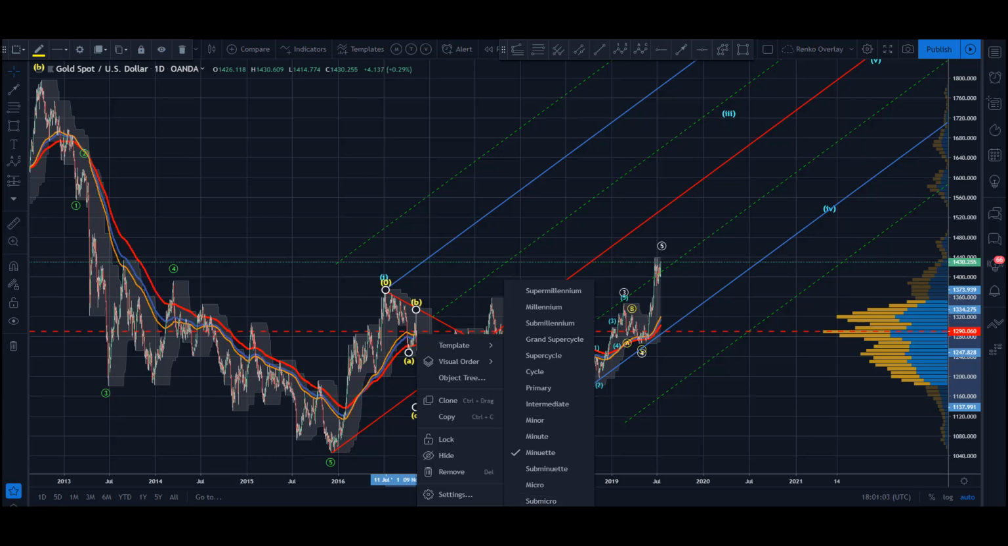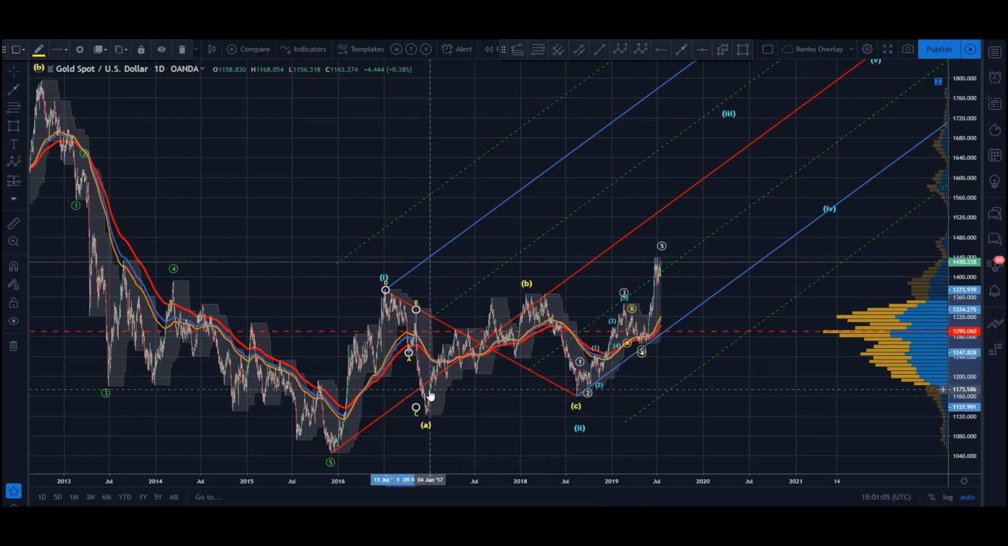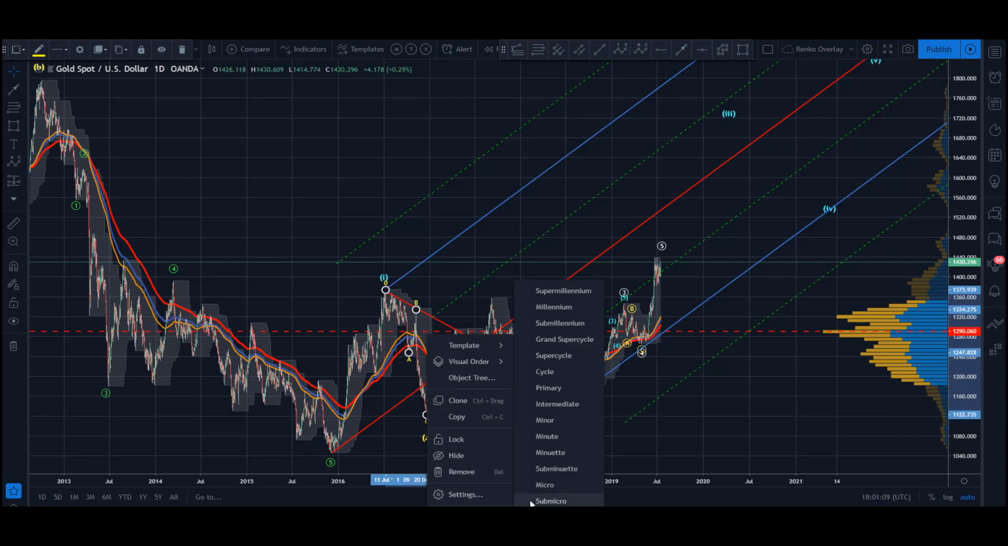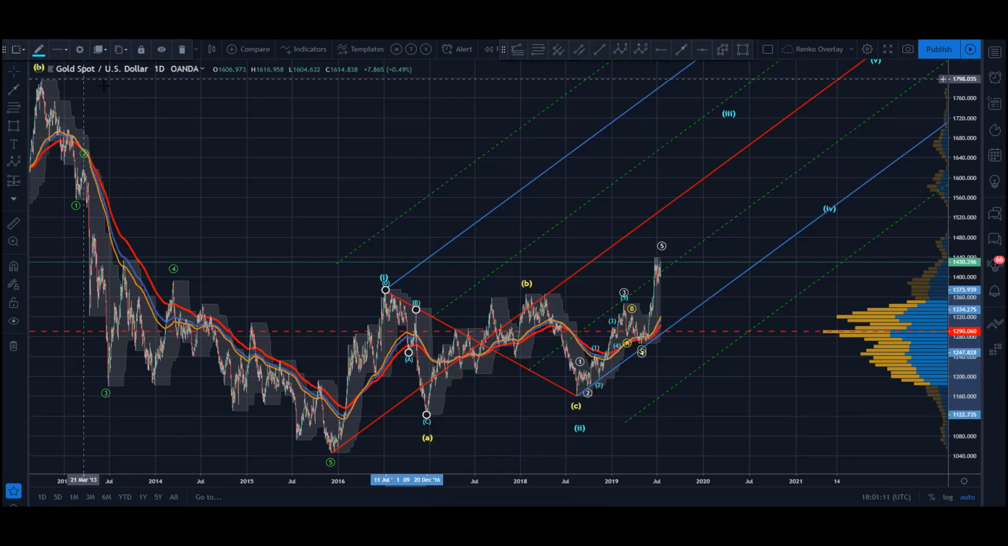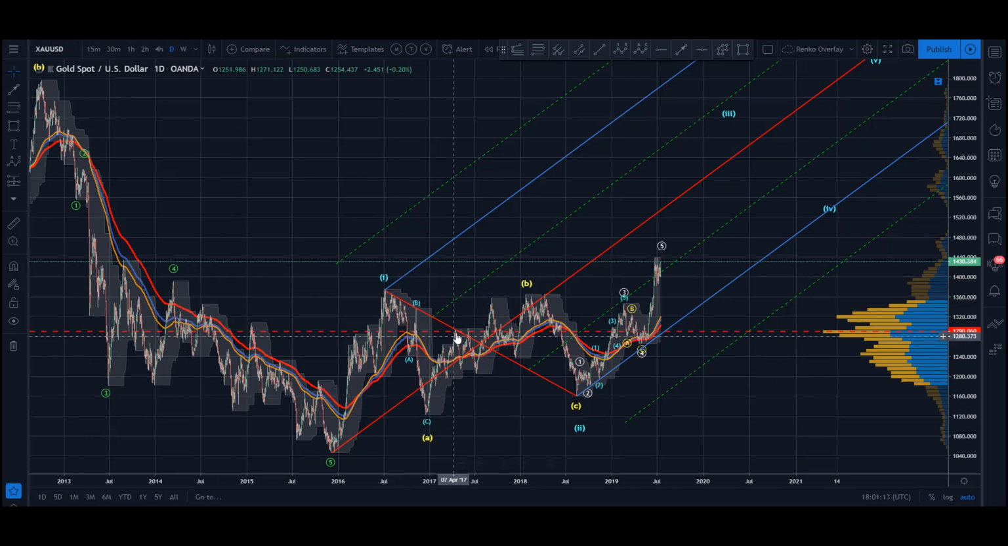Oh, we can go there. Let's put it down here. That's too small. Let's go micro. Put it in blue. Okay, so we got a little ABC here. This A, you can count a couple of different ways. It looks like you've got to go A, B, C, A, B, C.